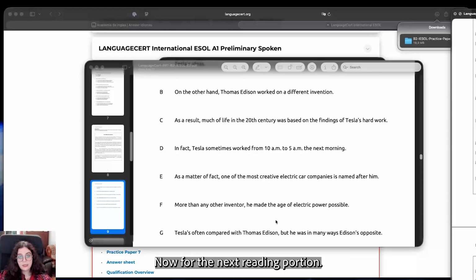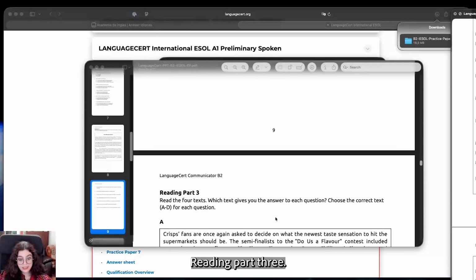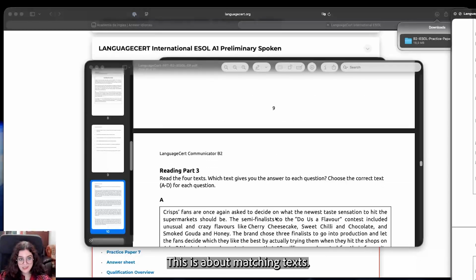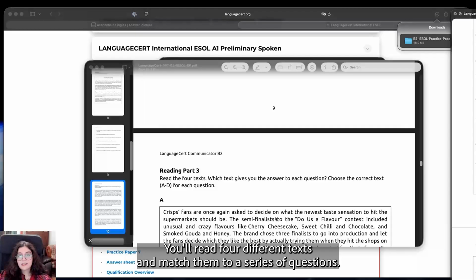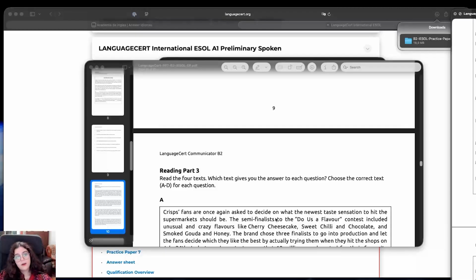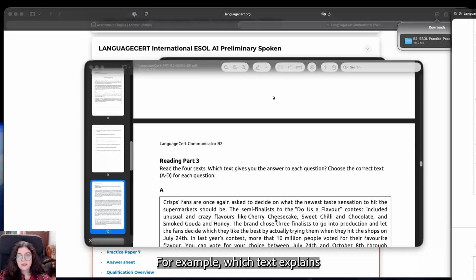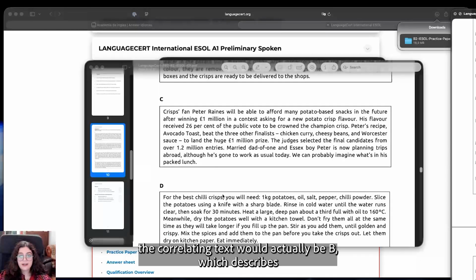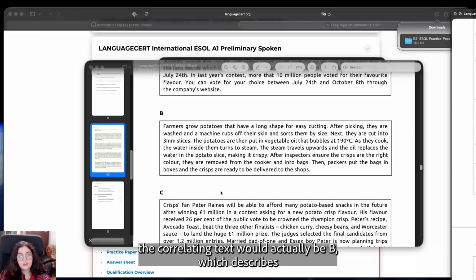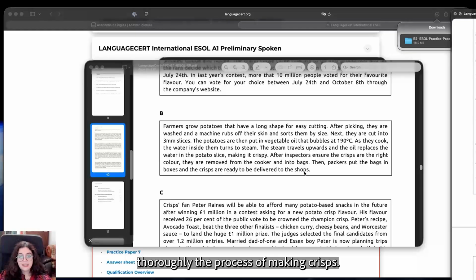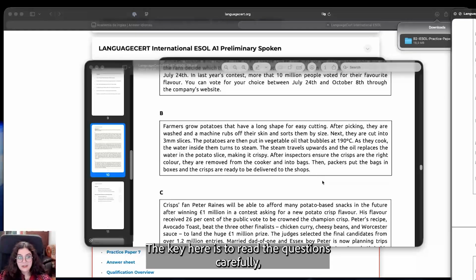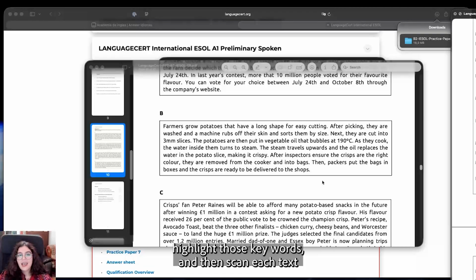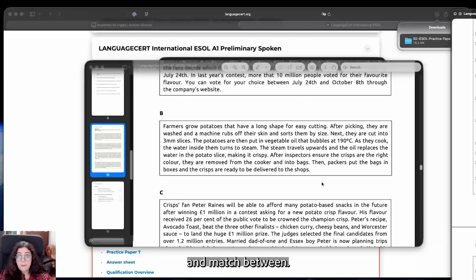Now for the next reading portion, reading part 3. This is about matching texts. You'll read 4 different texts and match them to a series of questions. For example, which text explains how something is made? We can see the correlating text would actually be B, which describes thoroughly the process of making crisps. The key here is to read the questions carefully, highlight those keywords, and then scan each text and match between them.